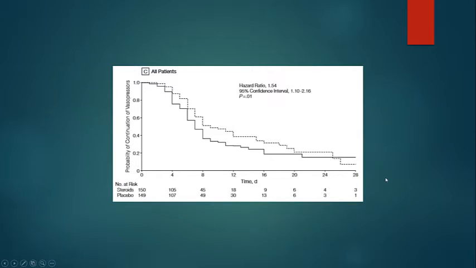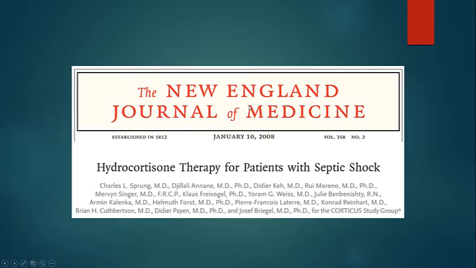And this is just to show the cumulative effect for all patients who were starting on the steroids. As the patients were starting steroids, they had less cumulative effect or less need for pressors during their stay compared to the patients who did not receive steroids. And also, that was statistically significant.